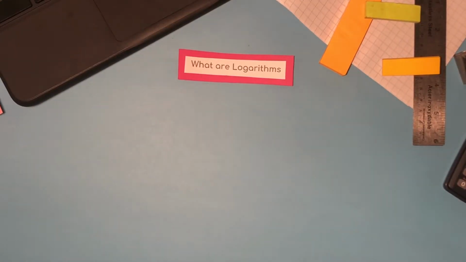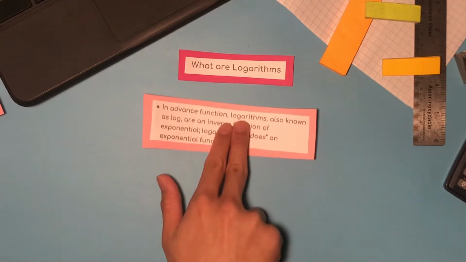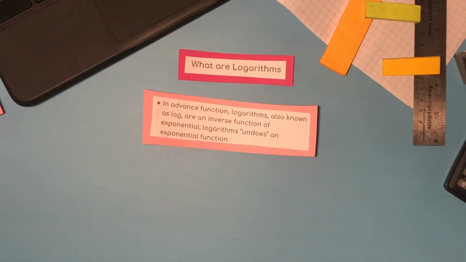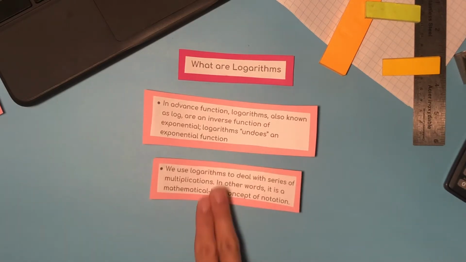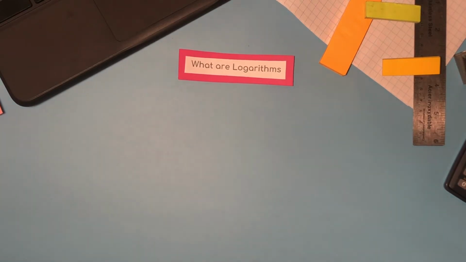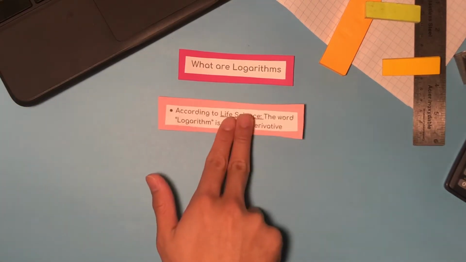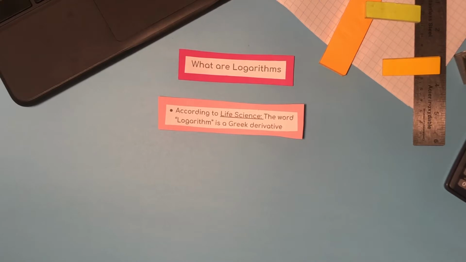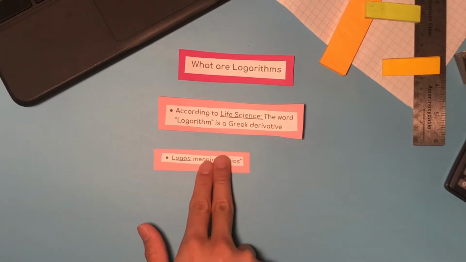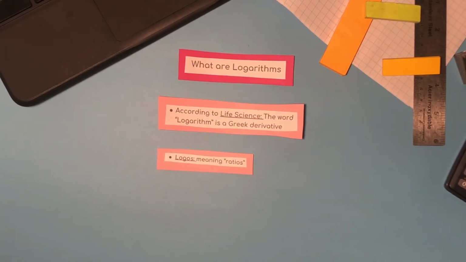What are logarithms? In advanced functions, logs, also known as logarithms, are an inverse function of exponentials. A logarithm undoes an exponential function. We use logarithms to deal with series of multiplication. In other words, it is a mathematical concept with notation. According to life science, logarithms are derived from the Greek words logos, meaning ratios, and arithmos, meaning numbers.